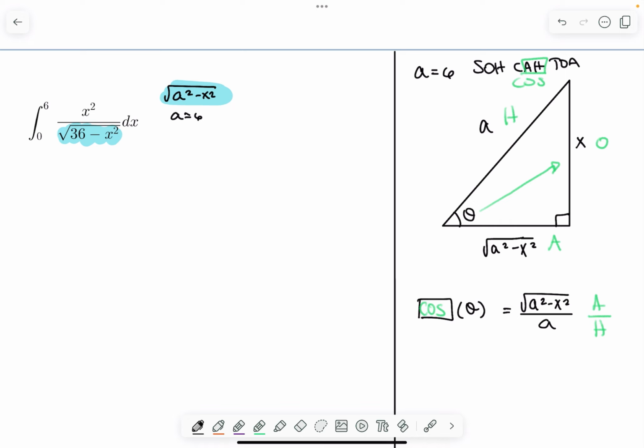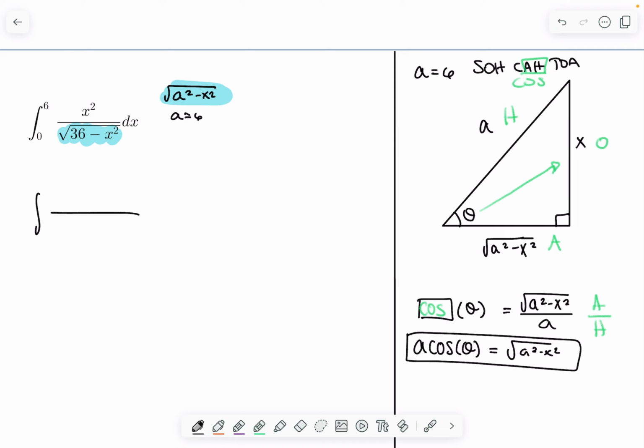But remember, I want to put this in terms of theta. So I can literally just solve for that by multiplying both sides by a. So I'm going to do a cosine theta is equal to a squared minus x squared. And that, ladies and gentlemen, is your first little substitution. So now you can replace the denominator with a is 6, so 6 cosine of theta. Beautiful.